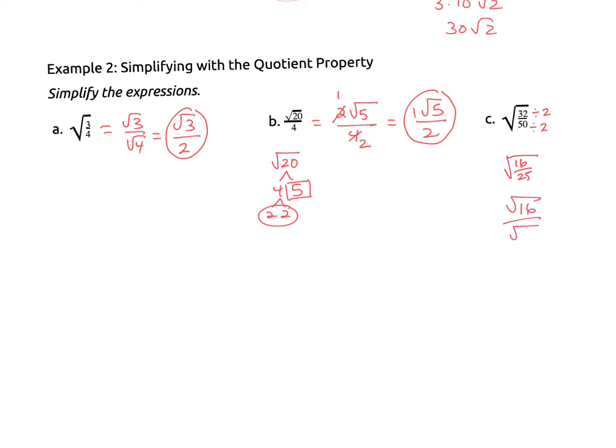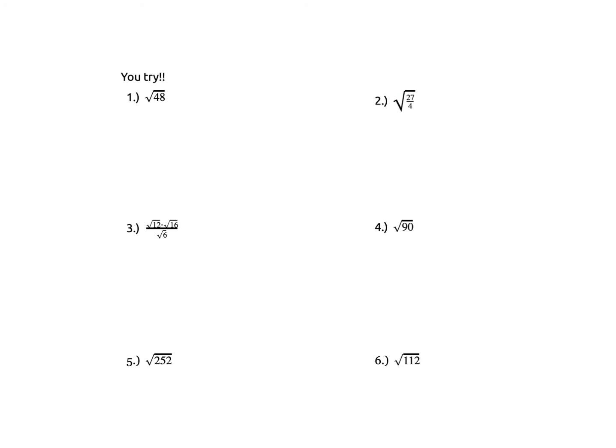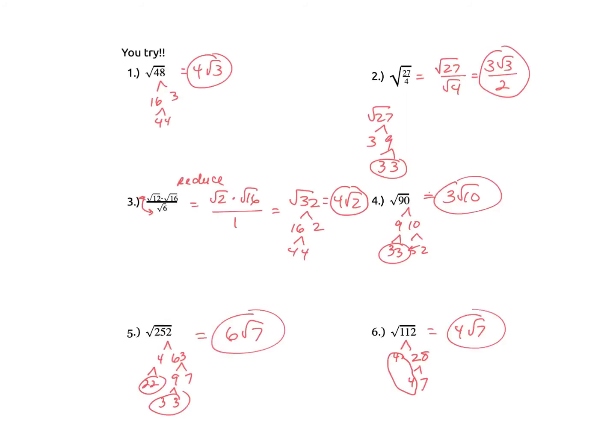And then the square root can go on both the top and the bottom. Square root of 16 is 4. Square root of 25 is 5. Why don't you now take a moment to put this video on pause and see if you can get these 6 answers. These are the answers to the 6 problems.